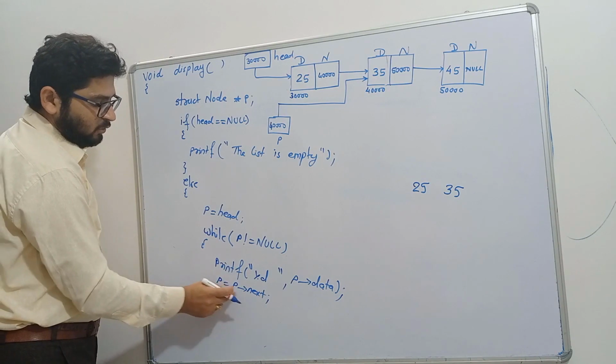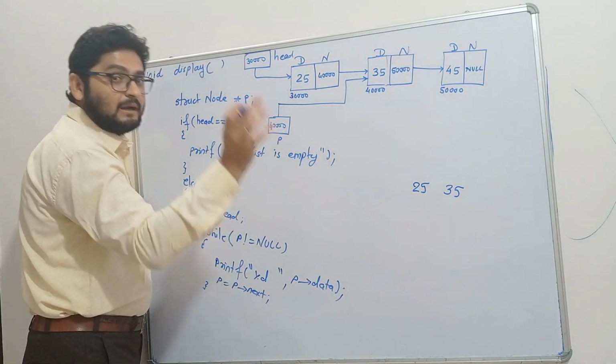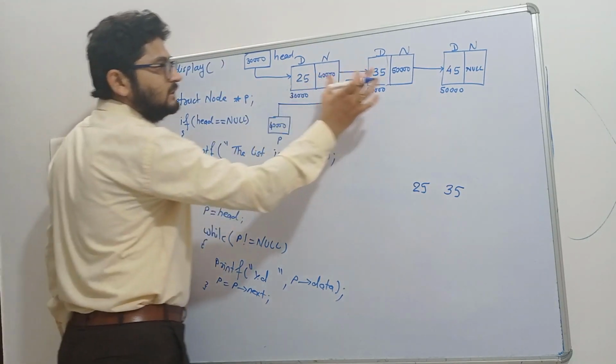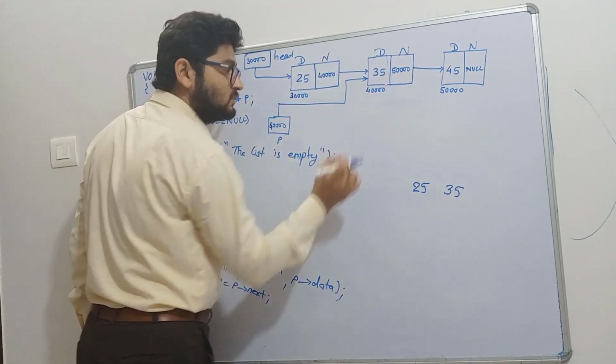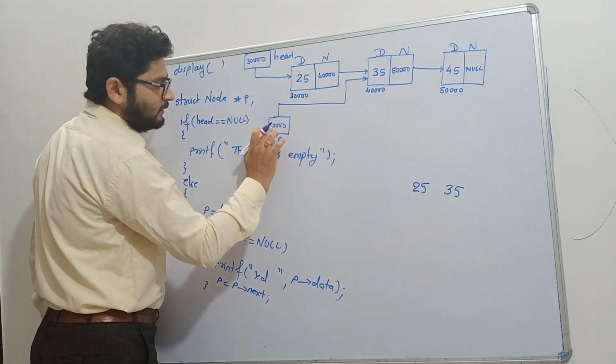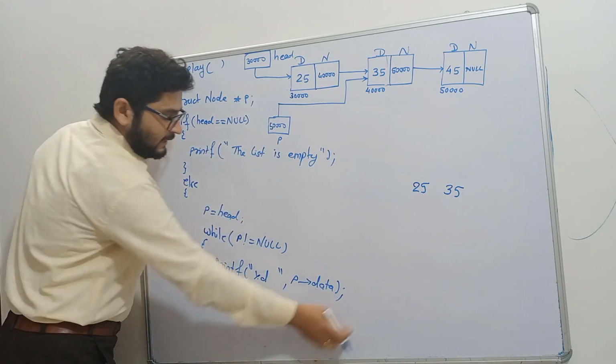And then P equal to P arrow next. So what is P arrow next? The next part of the node to which P is pointing. P is pointing to this node and the next part is 50,000. So 50,000 will be stored where? In P. So here 50,000 will be stored. Now it will again come over here.